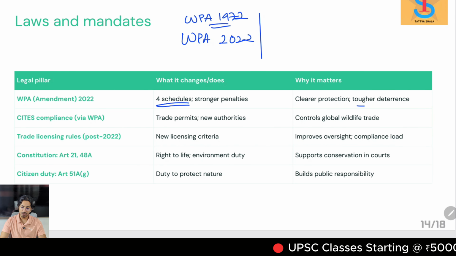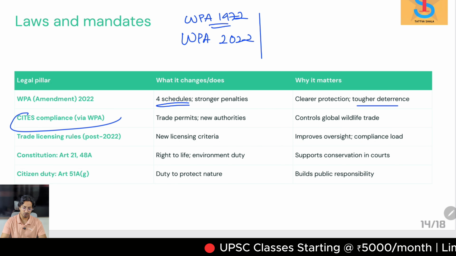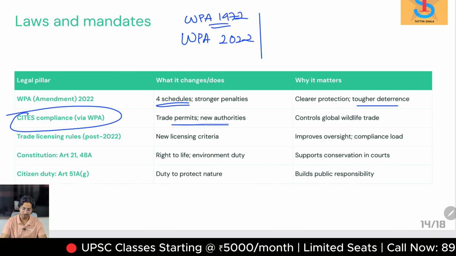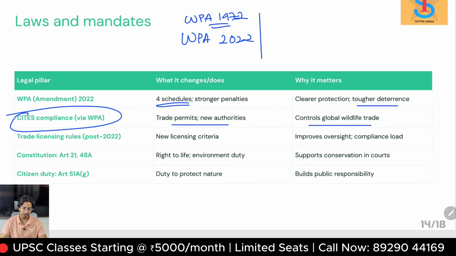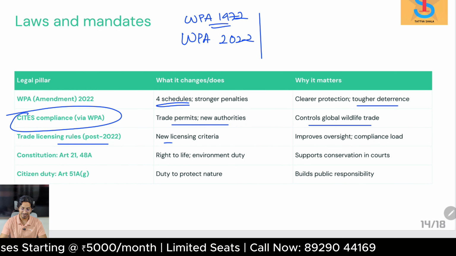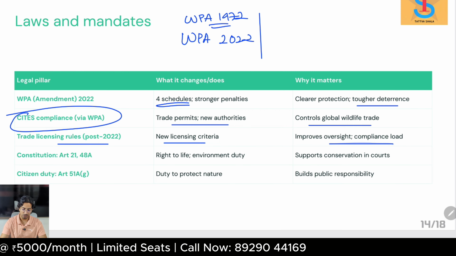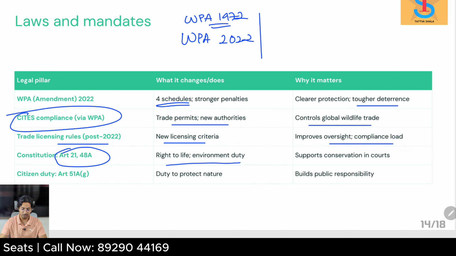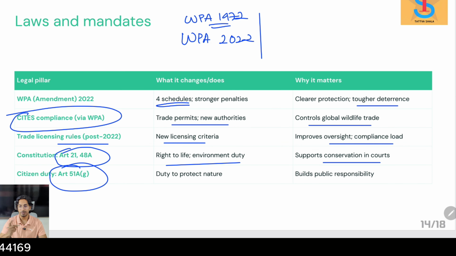Clear protection, tougher deterrence, CITES compliance. This is most important. One of the schedules talks about CITES compliance. Trade permits, new authorities, controls global wildlife trade, trade licensing rules post 2022, new licensing criteria, improves oversight and compliance. And under the Constitution, they are covered under Article 21 and 48A, right to life, environmental duty, supports conservation in court, and citizen duty. Under fundamental duty, under 51A, duty to protect nature.